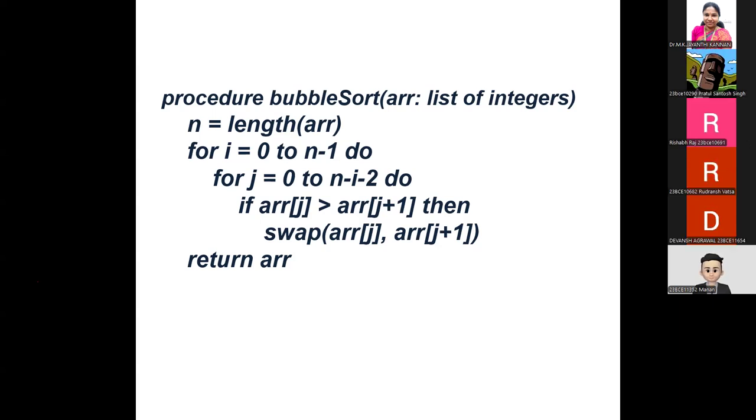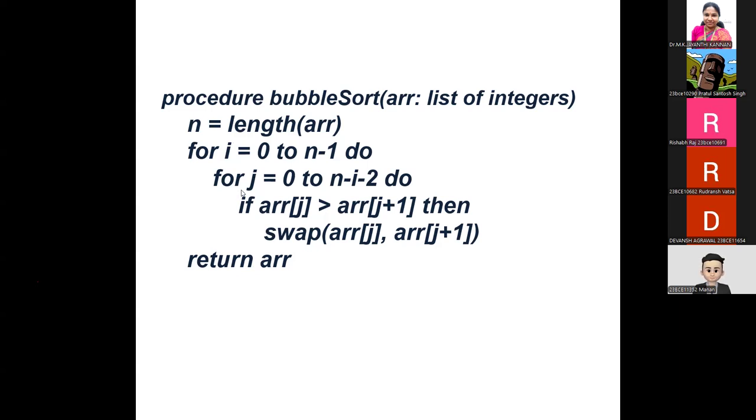Then call the function bubble sort. You declare or define the function inside the main program, or you define the function outside the main program. Then in the bubble sort, the array and the number of integers will be passed. Then in the function, use the formal variables and actual variables. n equal to length of array, for i equal to 0, i less than n minus 1. For j equal to 0, j less than n minus i minus 2, j plus plus. Then within the braces, if array of j greater than array of j plus 1, then call the swap function, swap of array of j, array of j plus 1.